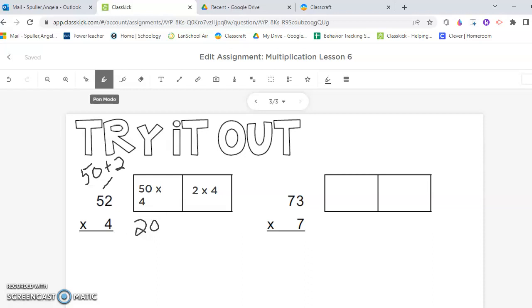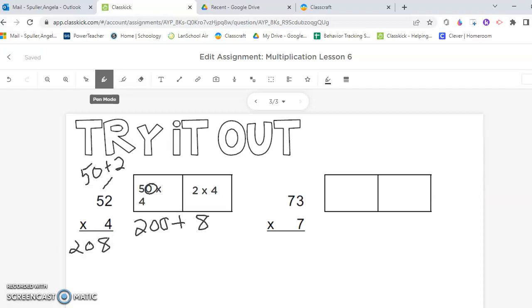Now, here's where it gets tricky. You're going to look and say, well, it already has a 0. No, I got the 0 from 5 times 4. I still had to add this 0, so it'd be 200. Okay, plus 2 times 4 is 8, and this is easy, right? 200 plus 8 is 208.